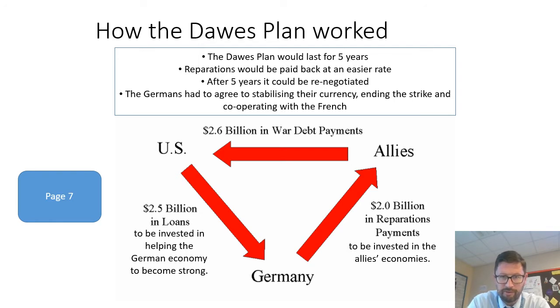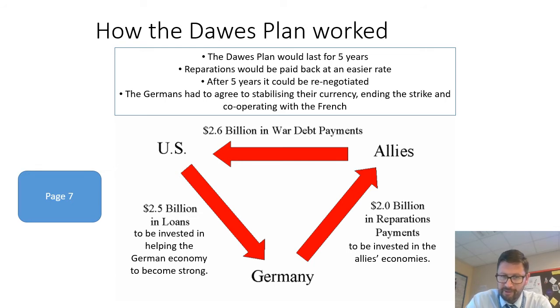So if you look at the little diagram we've got here, basically the USA is going to provide $2.5 billion in loans. They're going to give that to Germany. Germany will be able to use that money to invest in their economy and grow stronger. And Germany will become more prosperous and have more money. They'll be able to use that money to pay back their reparations to France and to Britain. So France and Britain, under this plan, will receive approximately $2 billion in reparations payments. They can use that to rebuild their economies so France and Britain can get stronger. And that means they'll be able to pay back the debt to the USA.